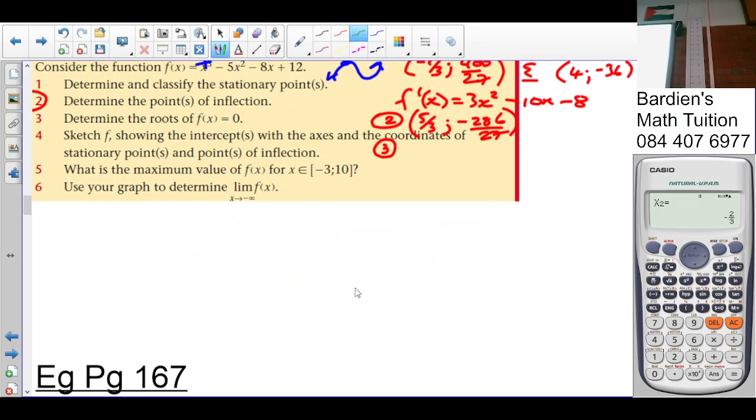Number 3. Look at number 3. Determine the roots. What are roots, people? Roots are x-intercepts. Not so? How do we normally work out our x-intercept? By letting y equal to 0. So f of x, which is x cubed minus 5x squared minus 8x plus 12, equals 0.